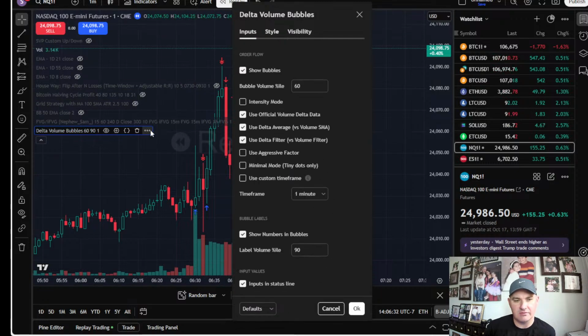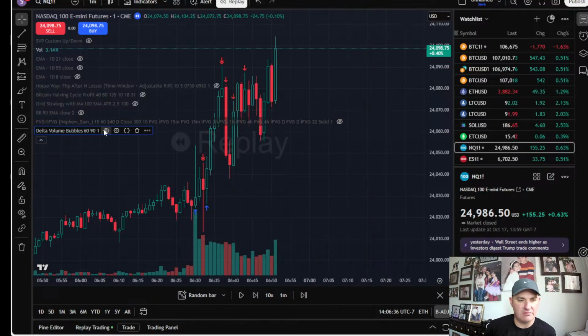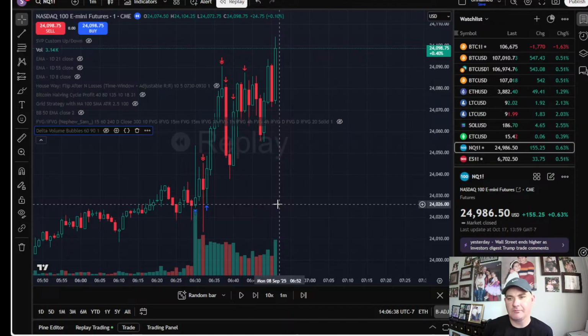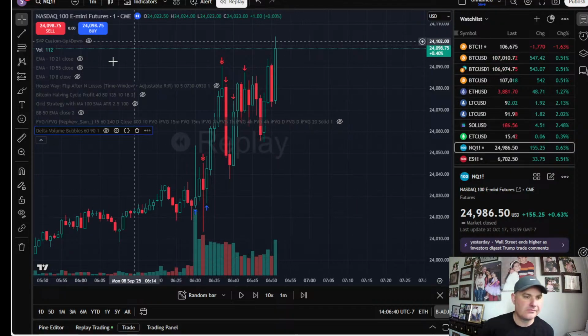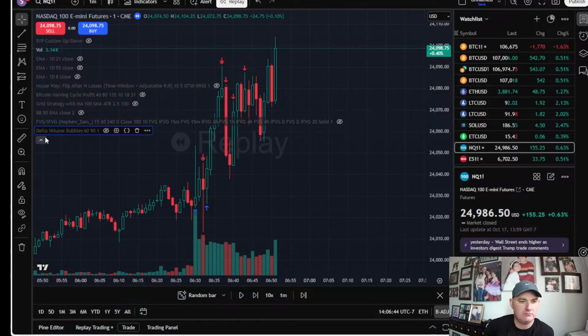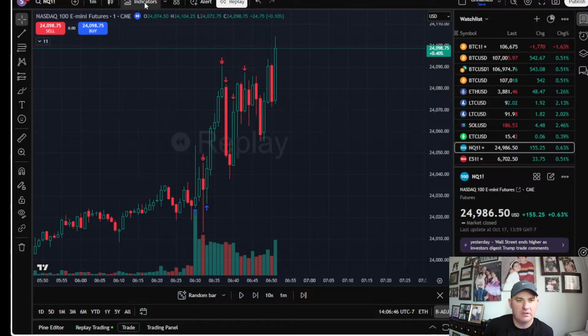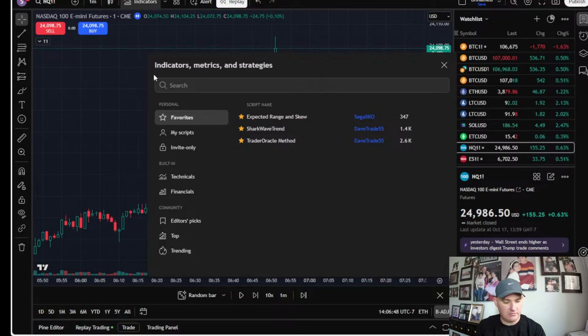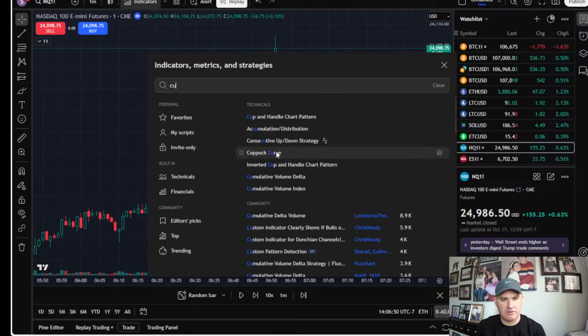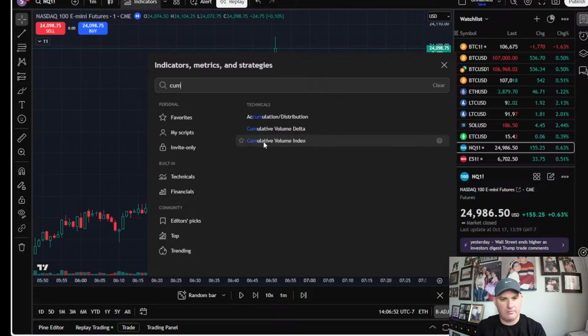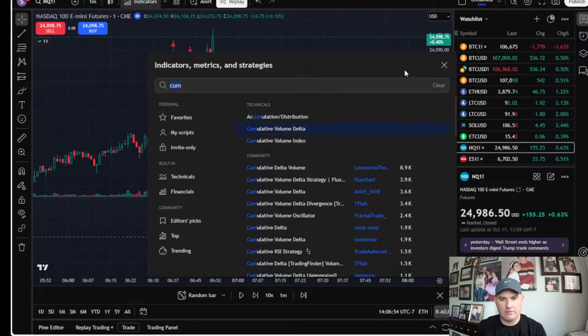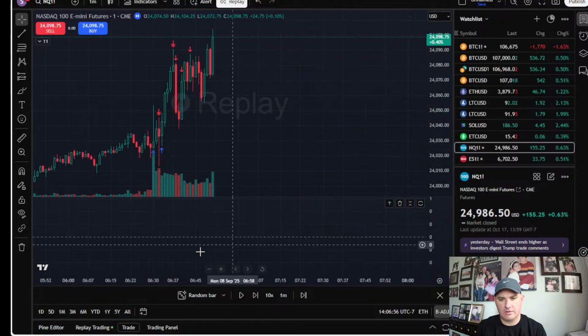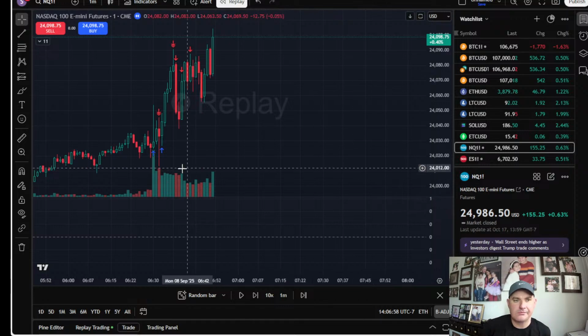I'd have to go into the code to see if I could get volume bubbles to come back 1 month like we are right now. Indicators, cumulative volume, cum. It's not showing though.